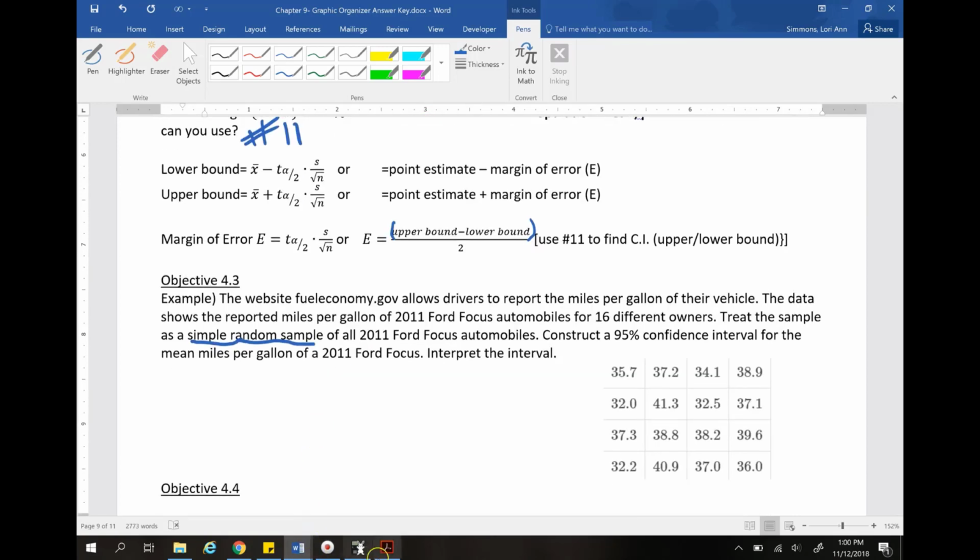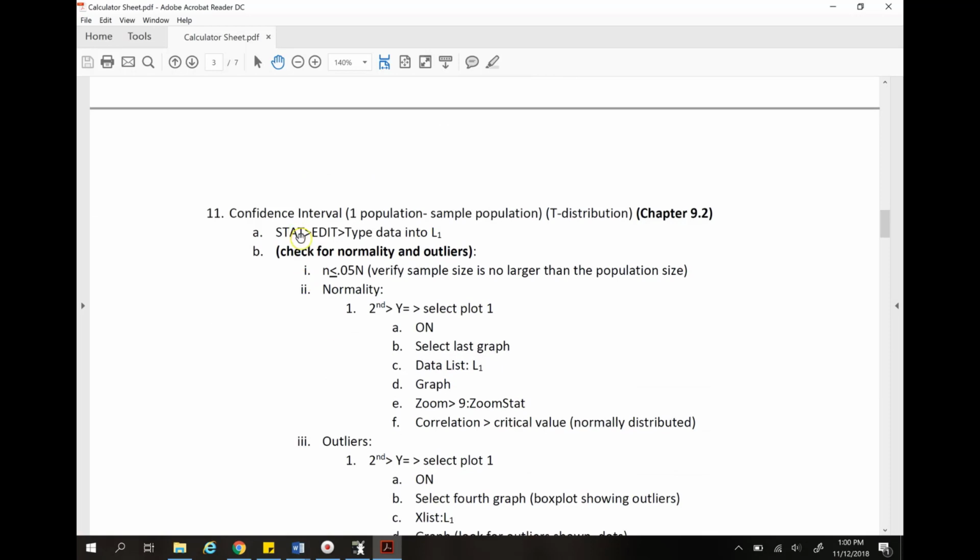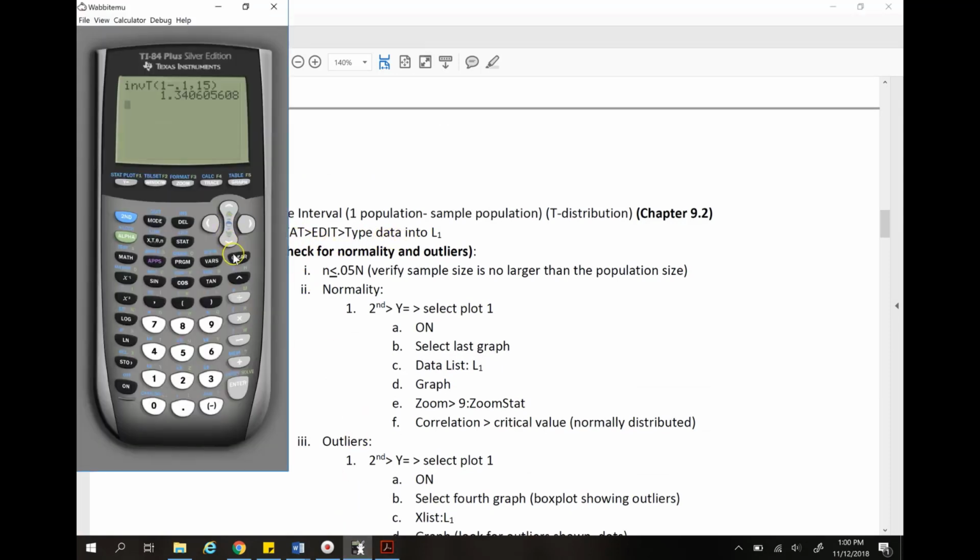So what we could do is look on our calculator sheet, number 11. First, it says put the data into list 1. So let's just do that right away. I'm going to pause the video, put everything into list 1, and then resume the video. Now we have the data in list 1. Since we have 16, we do not know if it's normally distributed and if it does not have any outliers.